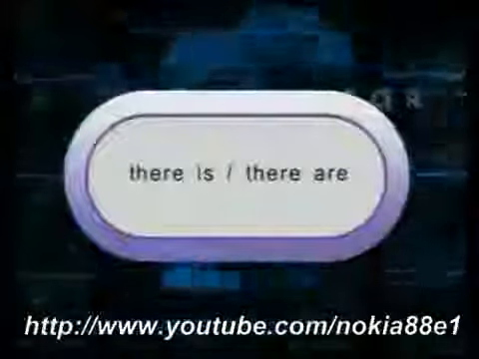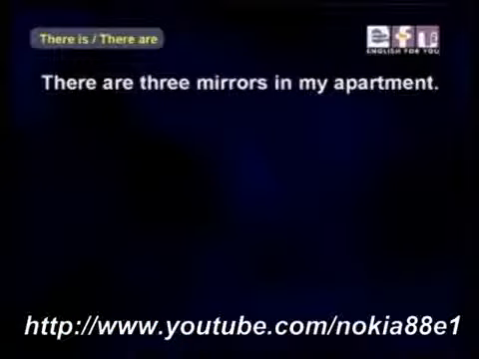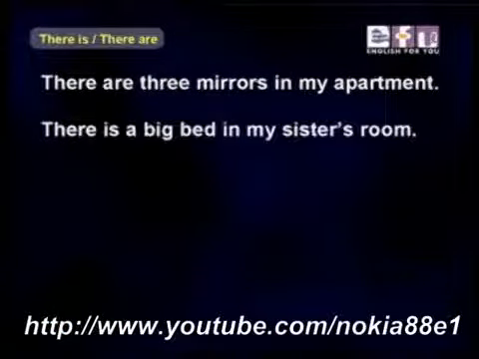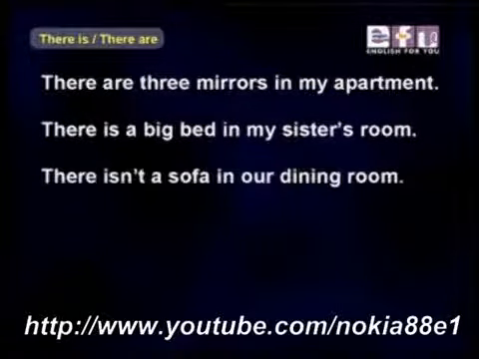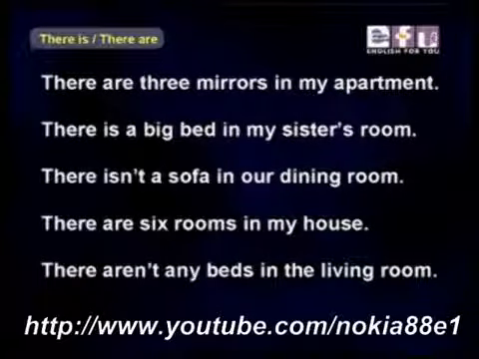There is, there are. Now let's review there is and there are. I'll tell you about my house. There are 3 mirrors in my apartment. There is a big bed in my sister's room. There isn't a sofa in our dining room. There are 6 rooms in my house. There aren't any beds in the living room.